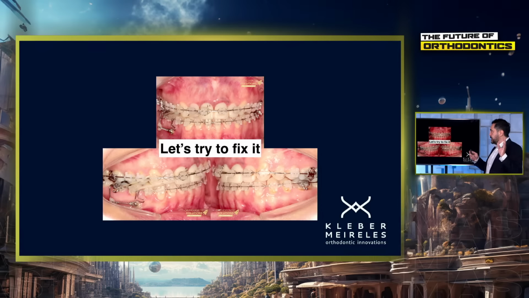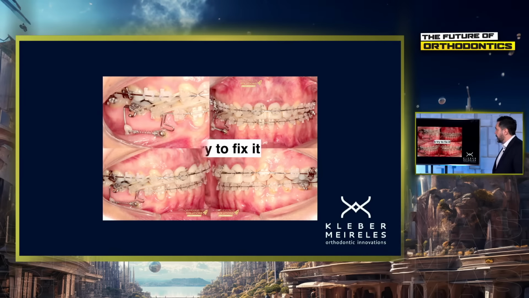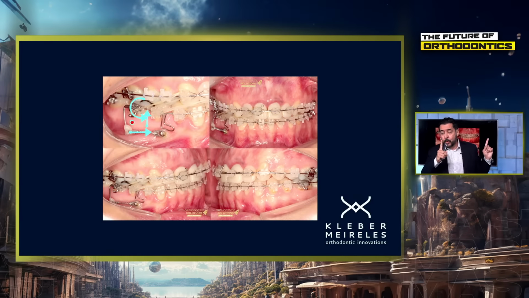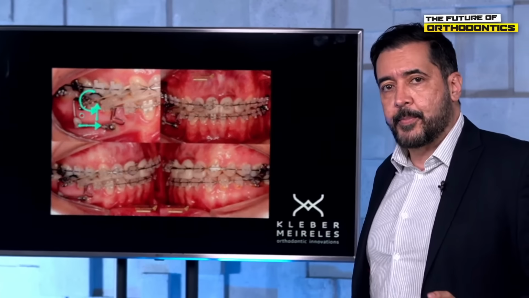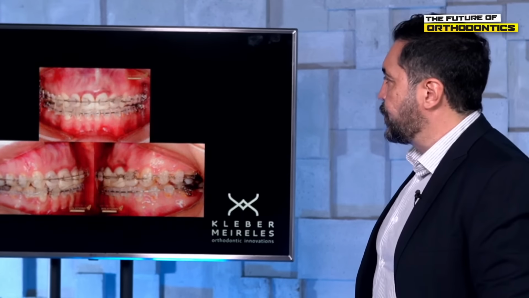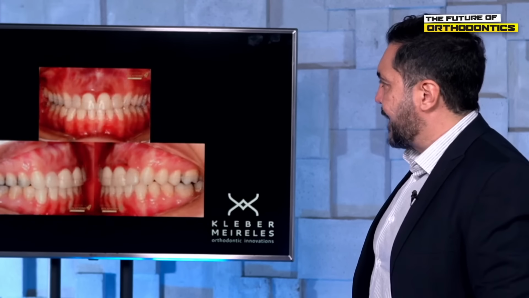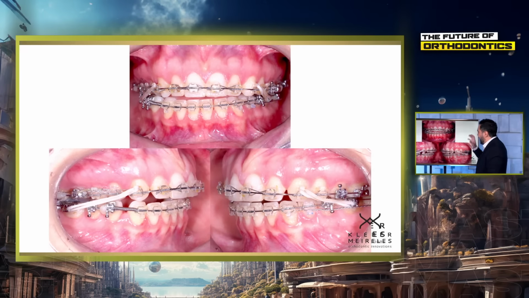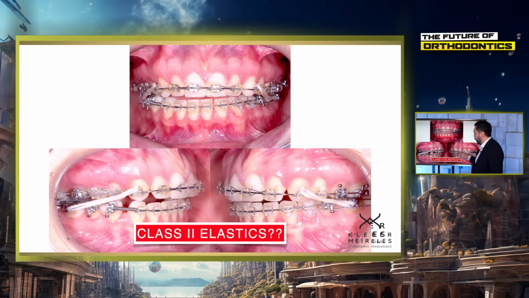I stopped this mechanics and I corrected the problem this way. I know that when I apply the line of action of the force below the center of resistance, I'll give a moment that will help me correct this problem that I generated myself. Remember, I'm creating my own problems here, my own malocclusion here. So I had the opportunity to correct that using another strategy. So guys, this is what we do in biomechanics, in orthodontics, when we understand the problem: we avoid the problem. In this case, stop class 2 elastics.